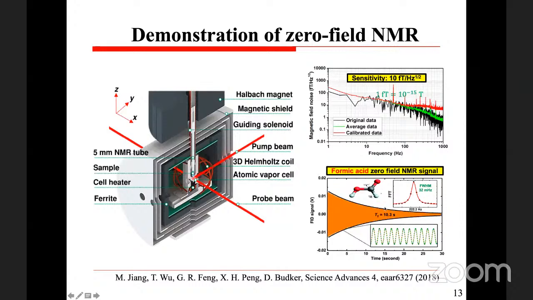And then we can also see from the free decay signal that the spin relaxation time is about 10 seconds. It's very, very long compared to the electron spins. So we also use this setup to measure other samples, for example, methanol and acetonitrile and so on.